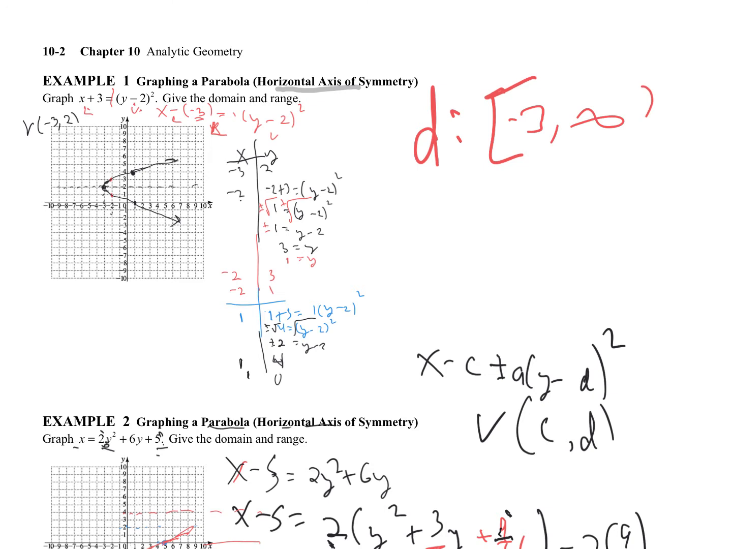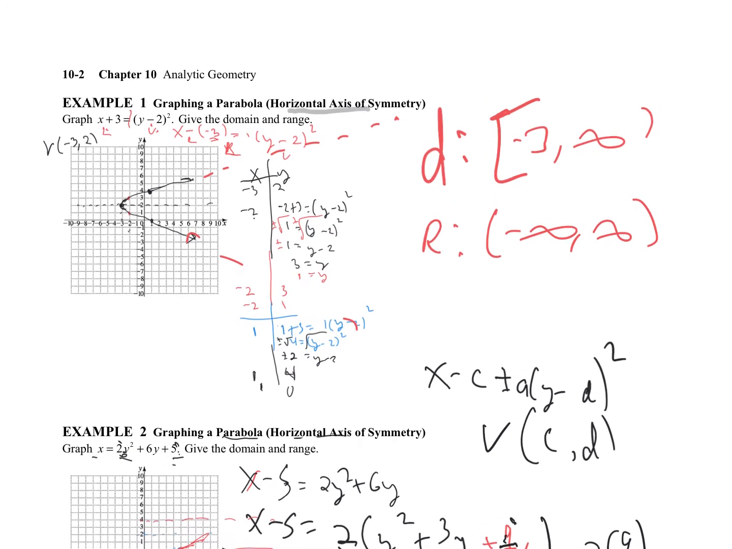And the range was going to be all real numbers, -infinity to infinity, because it's going to go up forever, up and over forever. So it goes up forever, it goes down forever. All y values are included. And open, I included the -3, but you never include the infinity.